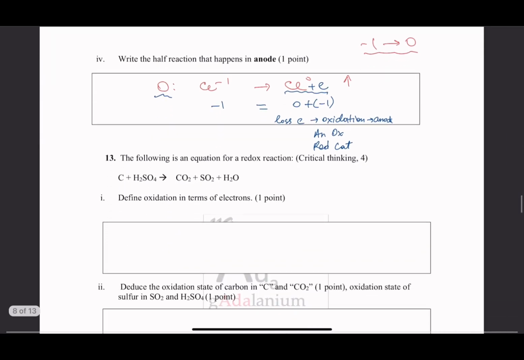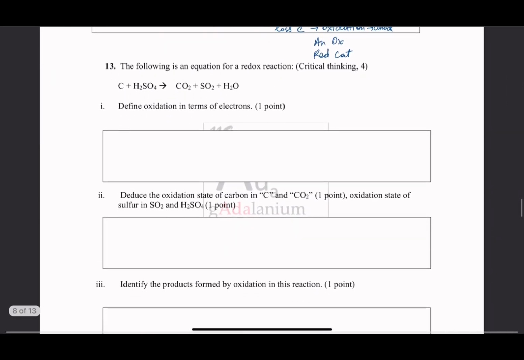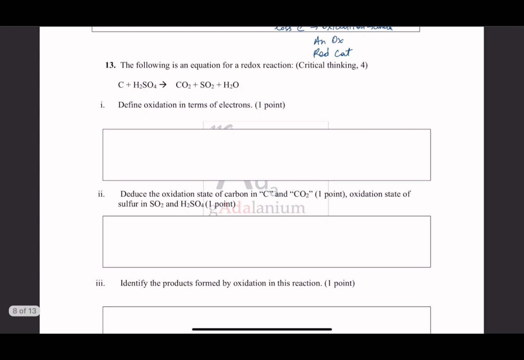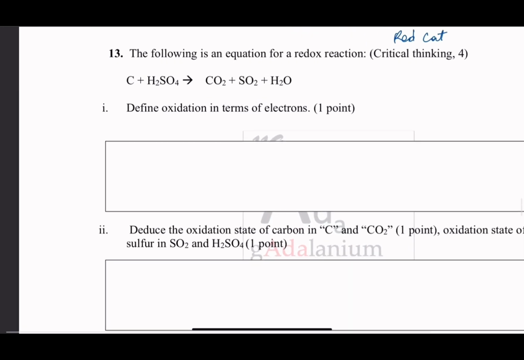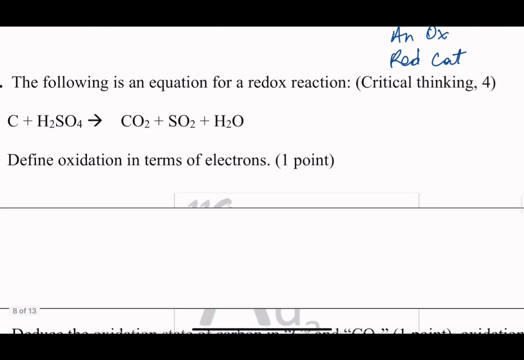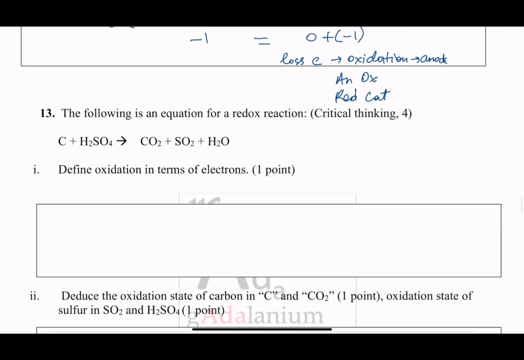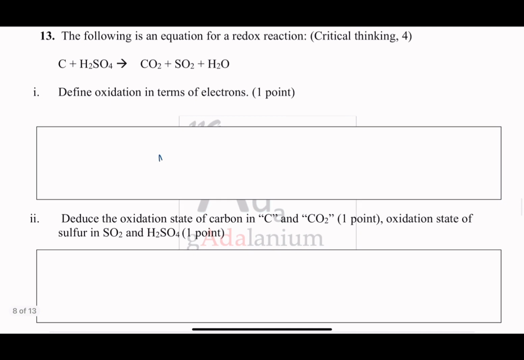Okay, so we're done with the question 12. Now let's do the question 13. In 13, the following is an equation for redox reaction. Define oxidation in terms of electrons. So oxidation is loss of electrons. We talked about this many times. Is loss of electron.